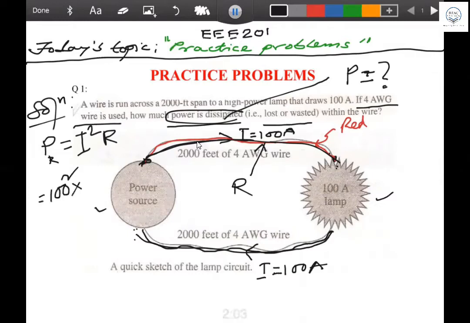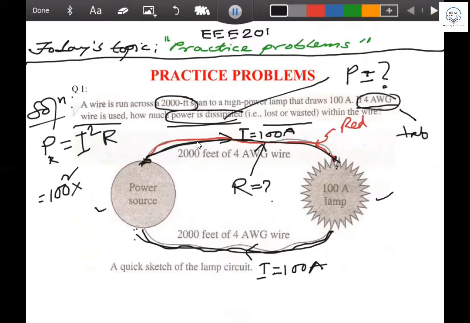That is the big question here. Now, if you want to find the value of R, then you have to go through the resistor value, and what is the conductor? Is that the only information given here? The conductor size is 2000 feet and 4 AWG. So 4 AWG means you have to go to the table.